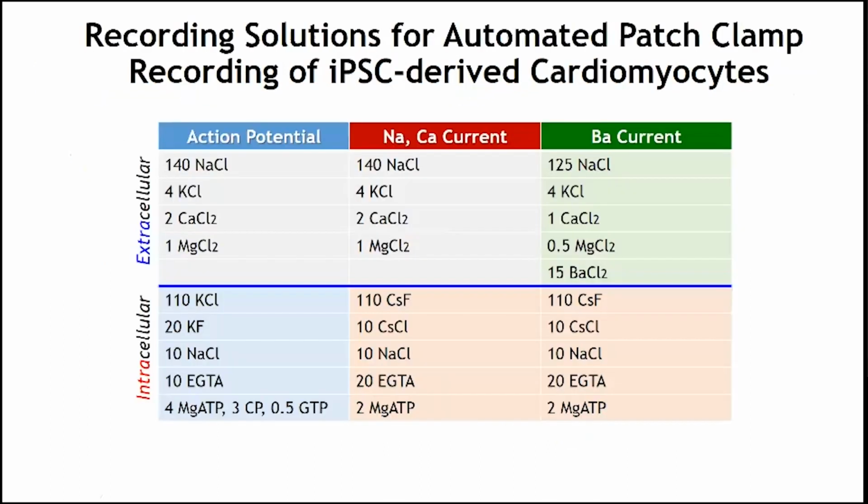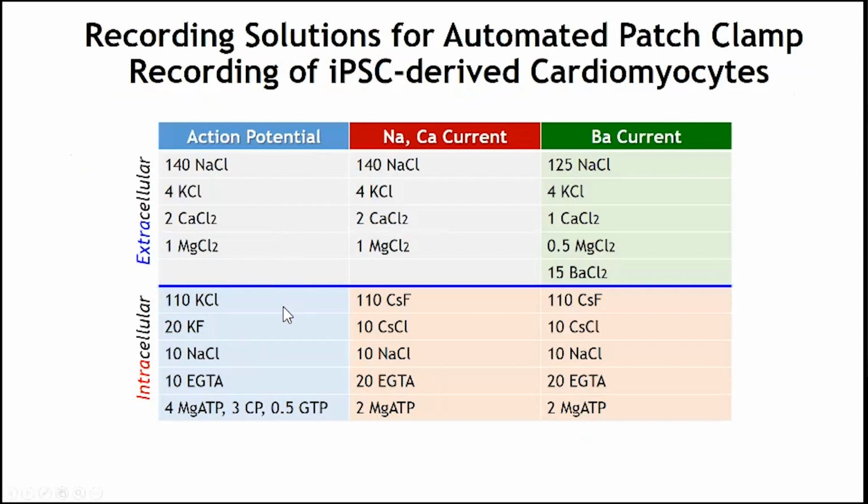And so we've been able to optimize a series of recording conditions that we use. We start out with current clamp, and here are the intracellular and extracellular solutions that we use. This is still a fluoride-based solution. We leave out the calcium channel blocker in these experiments because we need the calcium channel to be active in order for there to be a proper action potential morphology.